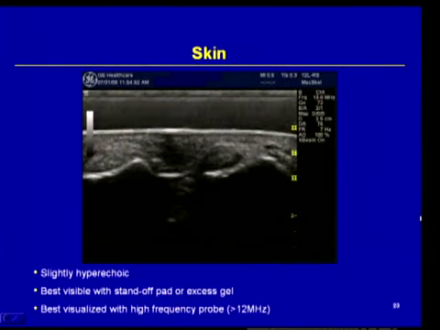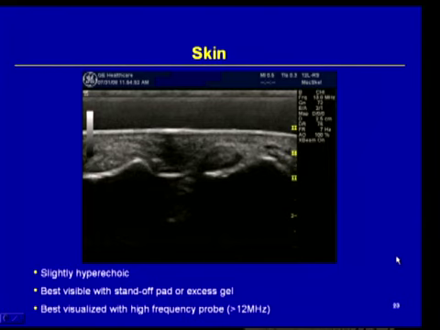So let's go through some of the specific areas of anatomy that are going to be common to whatever practice, whether you're looking at rheumatology, musculoskeletal medicine, sports medicine, or orthopedic surgery. The first is, of course, as you put the transducer on the patient's body, you're going to look at the skin. The skin is described as being slightly hyperechoic, meaning it's going to be more white than other structures in the body.